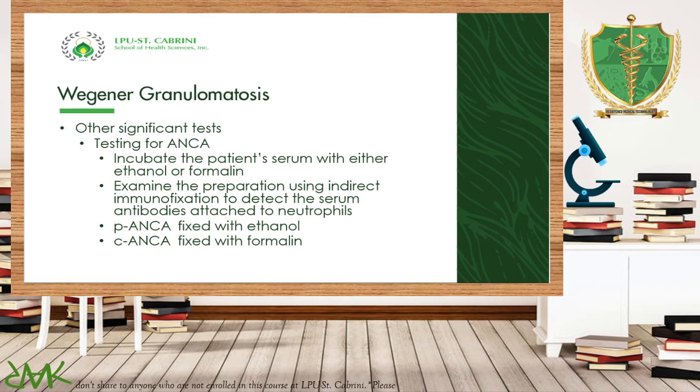If you use ethanol, we have P-ANCA. If you use formalin, we have C-ANCA. When we say P, P stands for perinuclear anti-neutrophilic cytoplasmic autoantibodies. When we say C-ANCA, it means cytoplasmic. So remember guys that there are other significant tests, aside from urinalysis, to assess if you have Wegener's granulomatosis, and that is what we call testing for the ANCA.